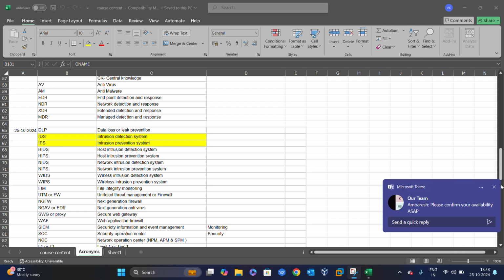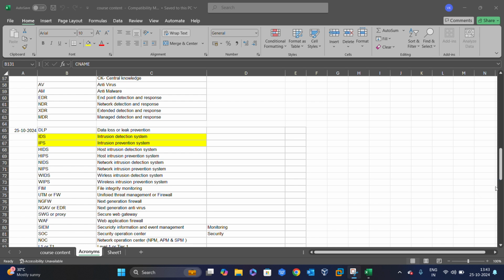IPS, IDS. Next one is IDS. IDS full form is intrusion detection system. First of all, what is meant by intrusion? Intrusion is nothing but any malicious activity or abnormal activity or any illegal activity or any suspicious activity.